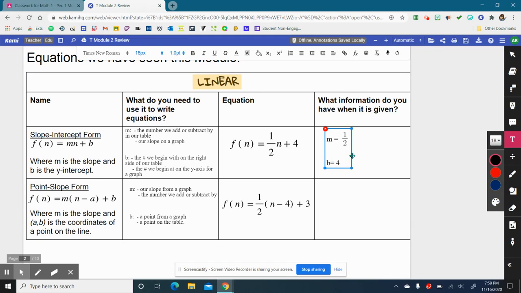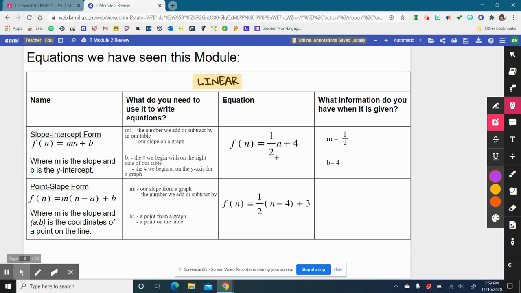Okay? My b value is equal to 4, right? This is a positive 4. Now be careful here, because you need to use that sign that's in front of it. So if this had said a -4, then our b value would have been a -4. So be careful with that.